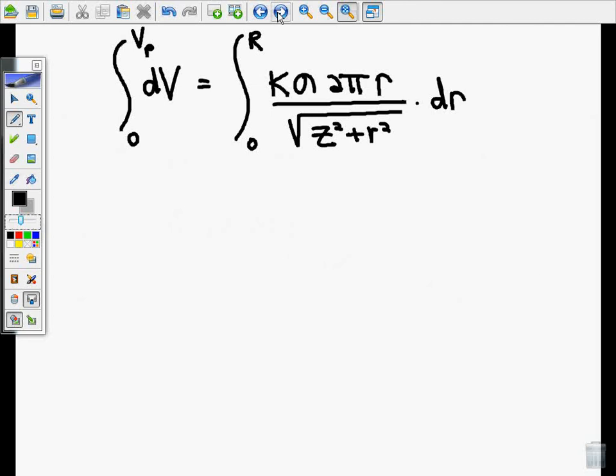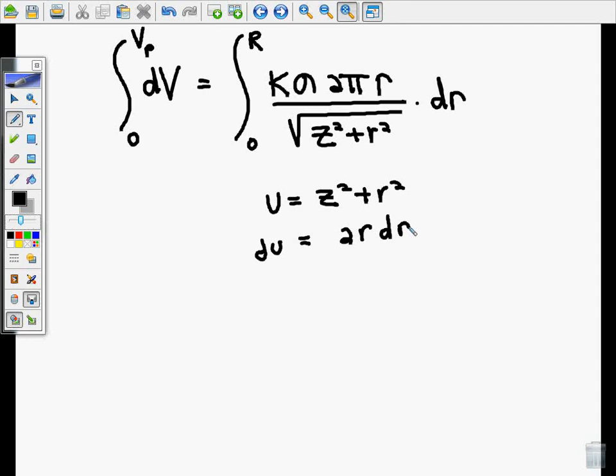So if I was going to integrate that, I would do a U substitution. Is that how you guys would do it? U is equal to z squared plus r squared, so du equals 2r dr. And look, you've got the 2r dr right on top, because you have the derivative on top. So that really works out as a nice U substitution.